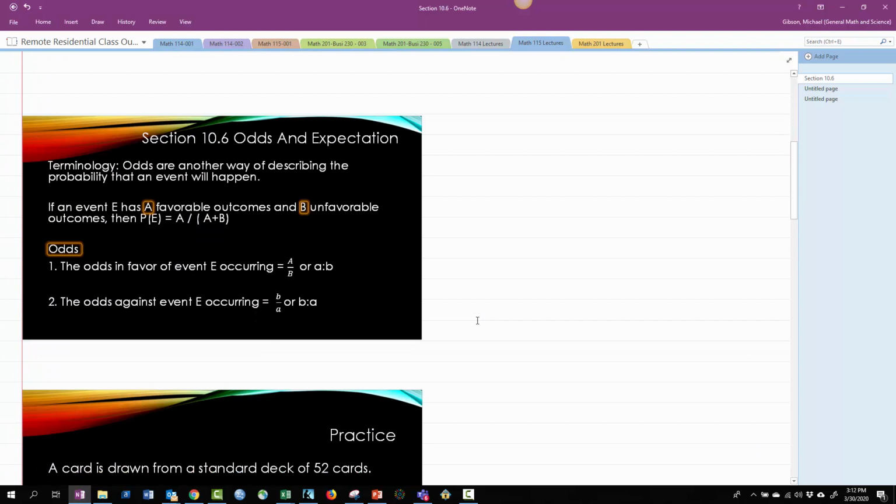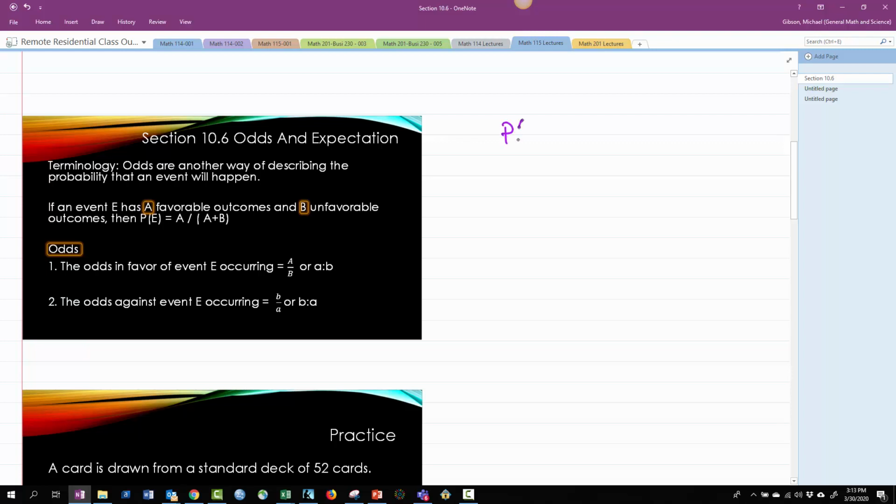Now let's go into 10.6. Odds are another way of describing the probability that an event will happen. If event E has A favorable outcomes and B unfavorable outcomes, then the probability of E is A over A plus B, right? So this is what we've been doing.